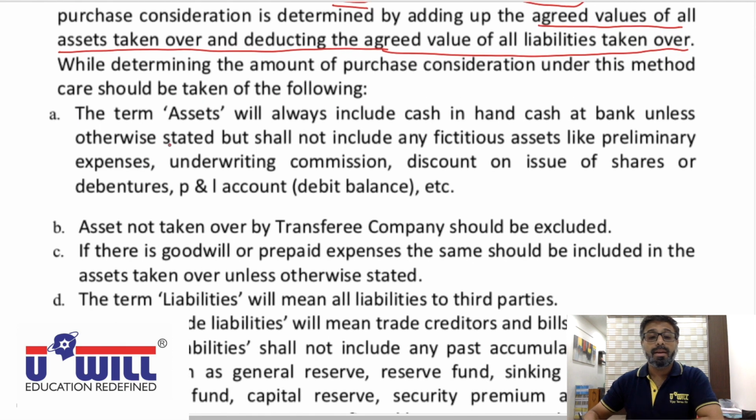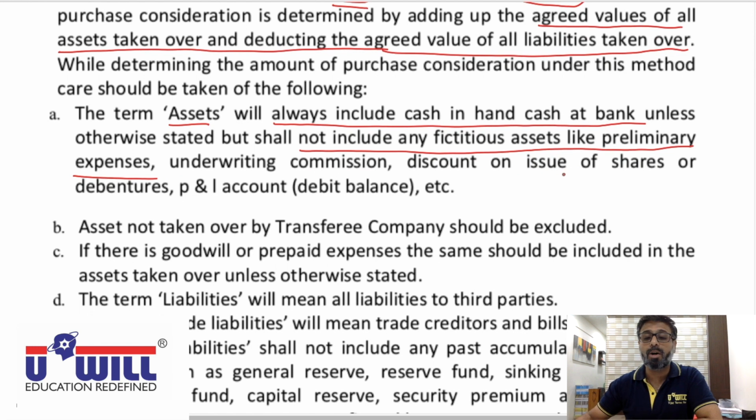First, the term assets will always include cash in hand as well as cash at bank unless otherwise stated, but shall not include any fictitious assets like preliminary expenses, underwriting commission, discount on issue of shares or debentures, P&L debit balance, etc.